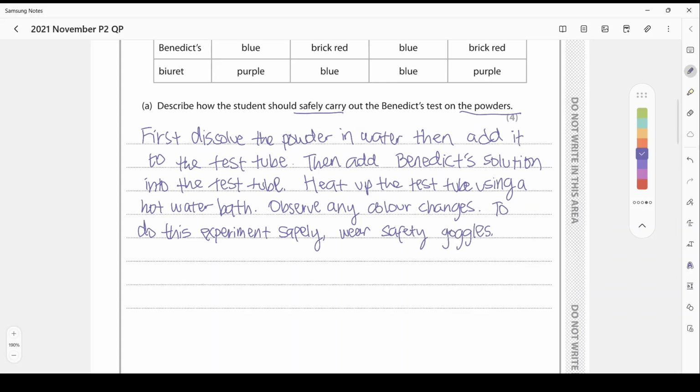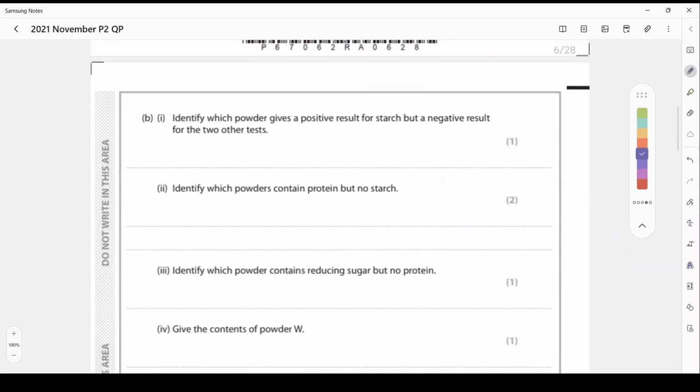Okay, let's go over the marks. 1 mark for adding the powder to water. In this case, I've dissolved the powder in water. Mark number 2 is add Benedict's solution. And then 3 is heat the tube with a water bath. So mark number 4 is observe any color changes. Number 5 would be wear safety goggles. Okay, so those are the 5 points.